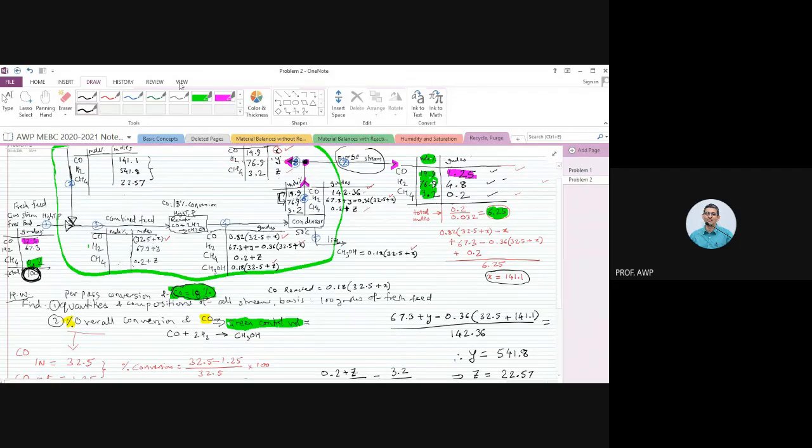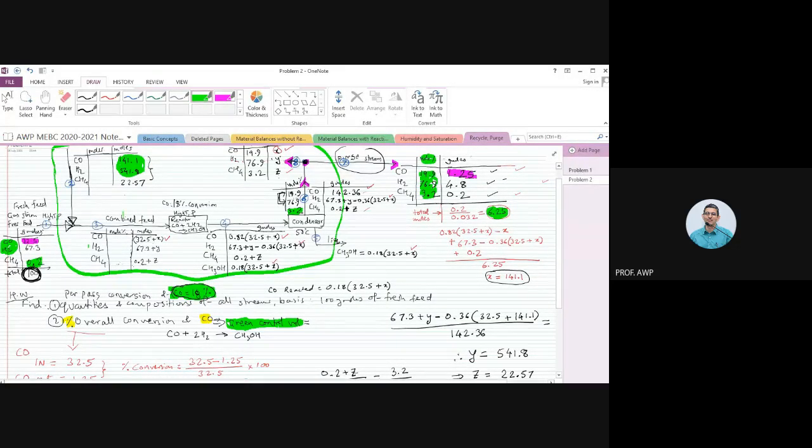Another thing you will notice is that the ratio of carbon monoxide to hydrogen in the fresh feed gas is different from the carbon monoxide to hydrogen ratio in the recycled gas. Because we are allowing methane to build up, hydrogen is in excess more than what is required for stoichiometry, 1:2, and therefore the amount of hydrogen being recycled is more than the amount of carbon monoxide being recycled, ratio wise.